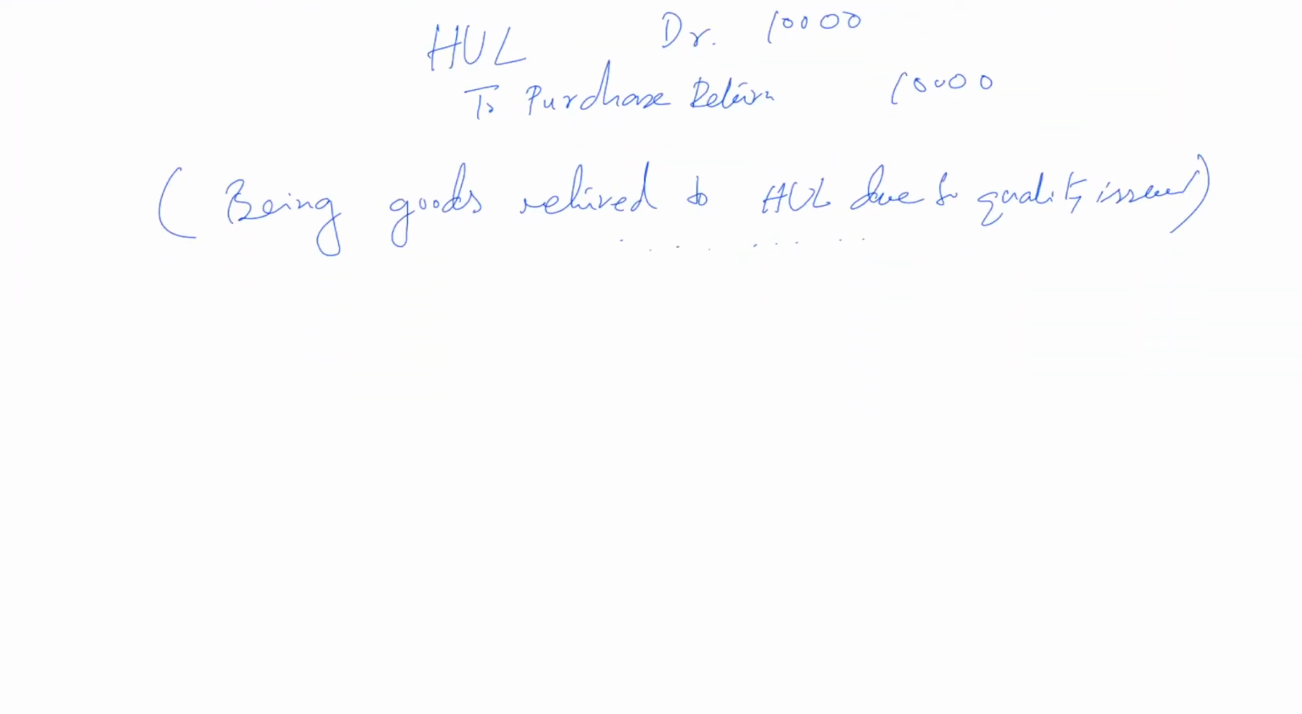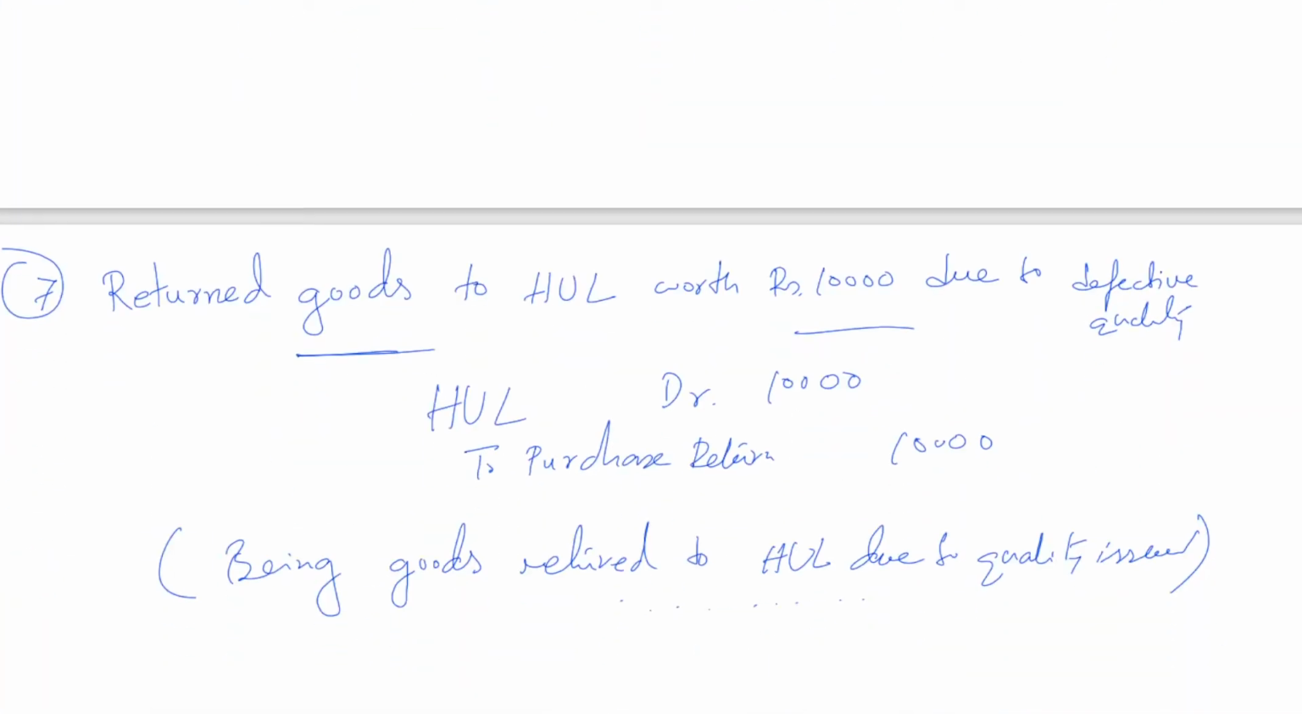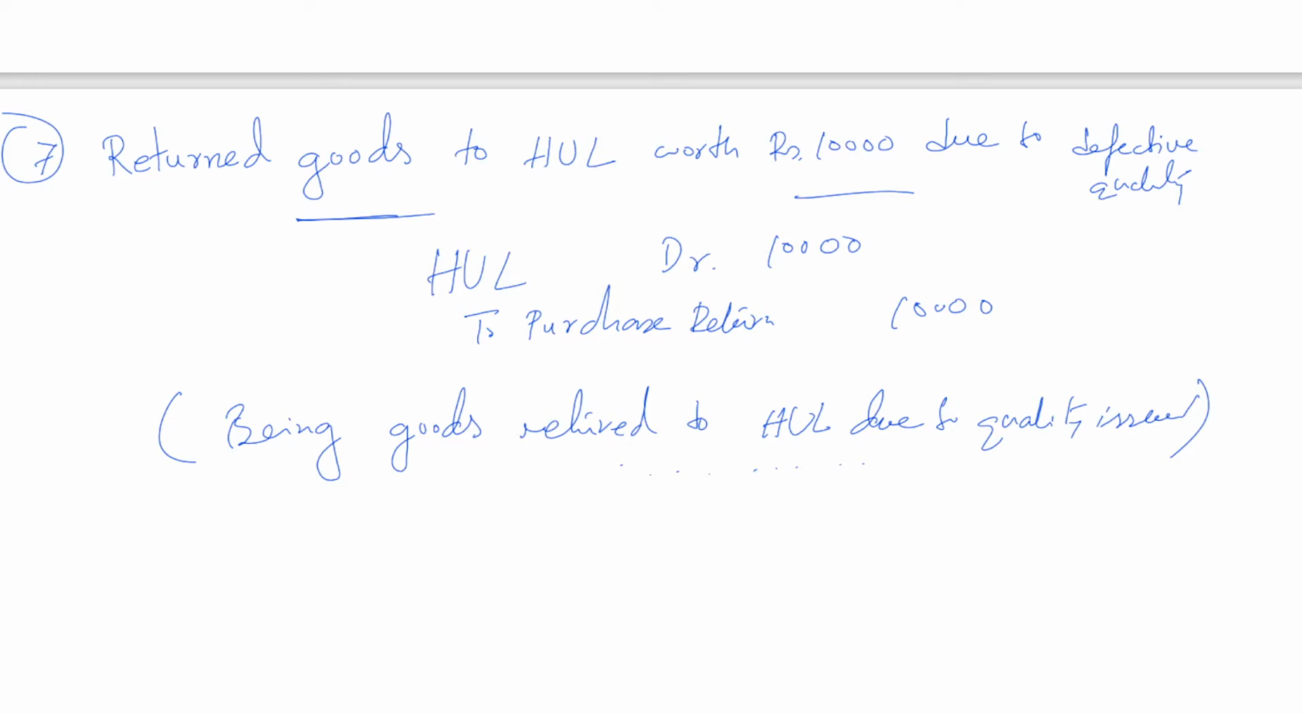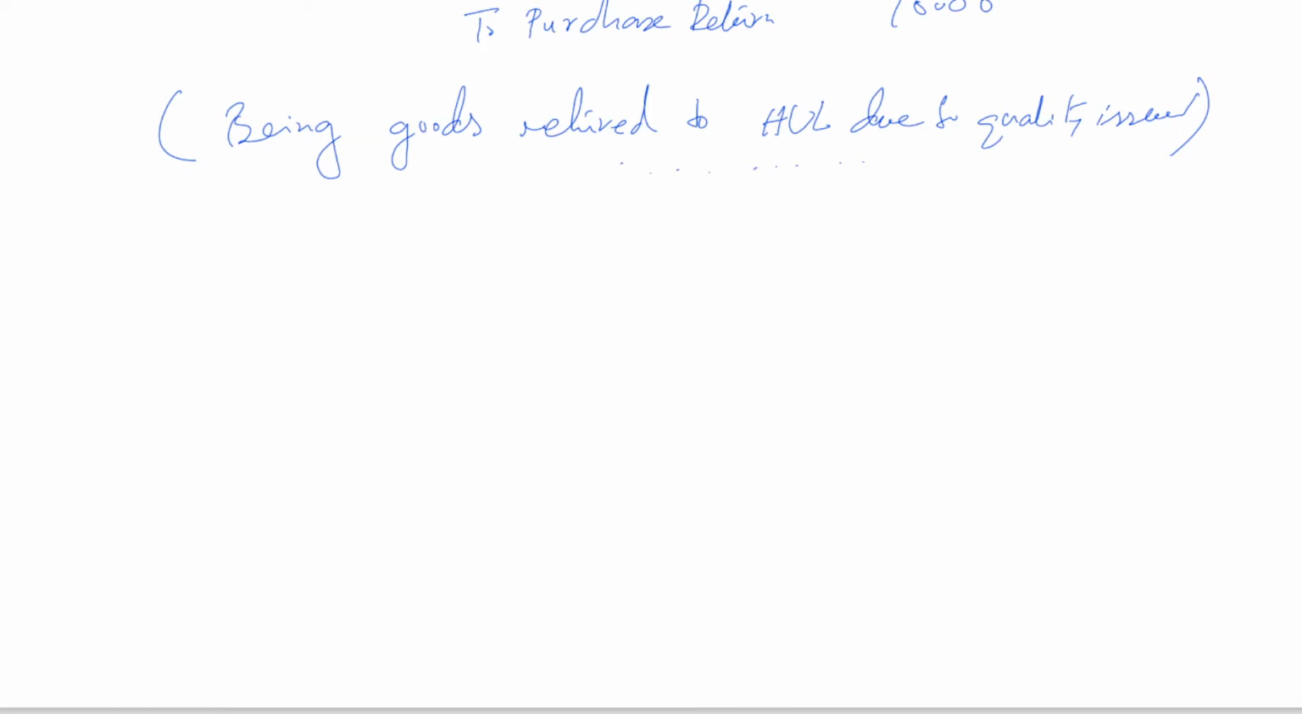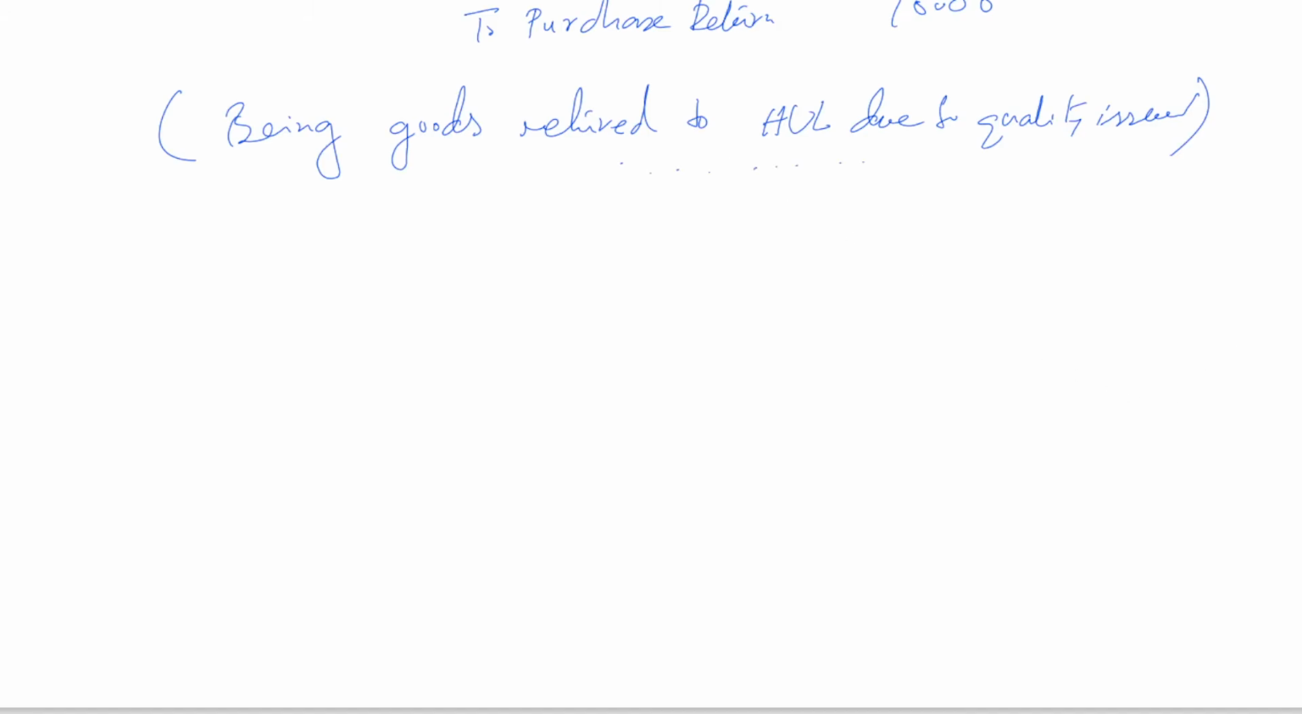Similarly, we can pass journal entries. So now A7 is done. Now serial number 8.